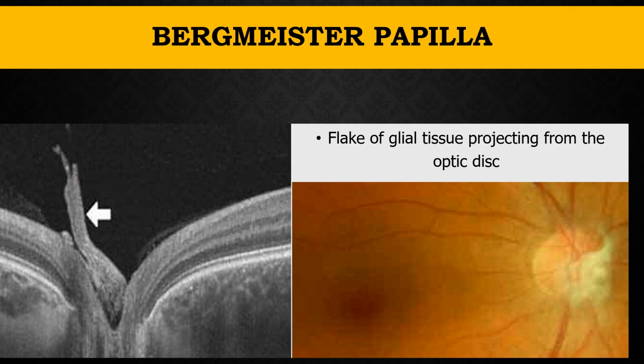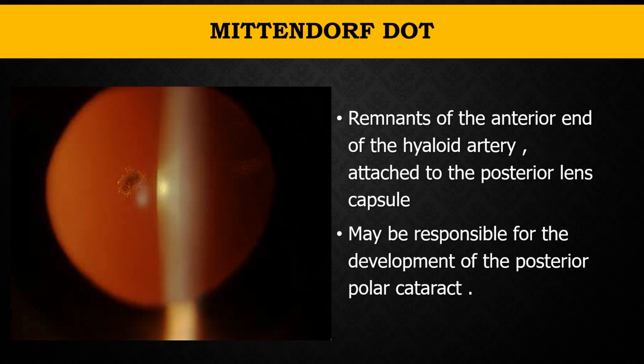So this glial tissue sitting at the optic disc is known as the Bergmeister papillae. Okay, so this Bergmeister papillae is situated in the space of Martegiani and is a flake of glial tissue projecting from the optic disc, as you can see over here. Similarly, you might find a very small remnant at the anterior end of the hyaloid artery attached to the posterior lens capsule, and that is known as the Mittendorf dot. Now this dot might actually be responsible for the development of the posterior polar cataract. So that is one clinical point associated with it, right?